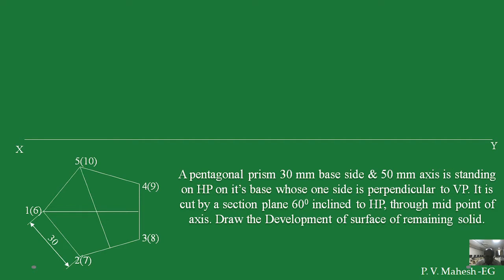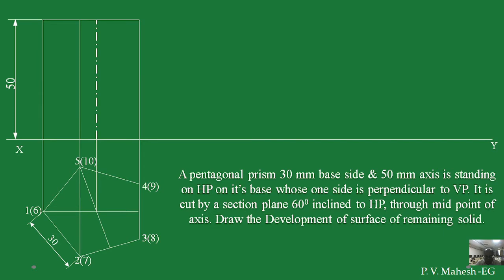Join the midpoint of the side with the opposite corner. If I join the midpoint of two sides with their opposite corners, then I will get the axis. The intersection of those two lines is the axis. So the axis height is 50 mm, that is given, and now I can complete the prism. So this is the front view and top view.